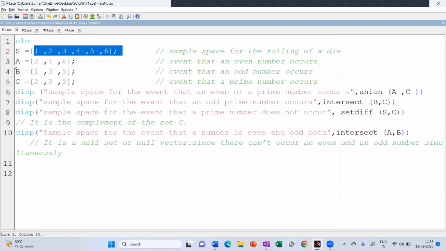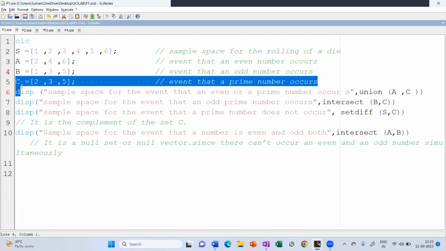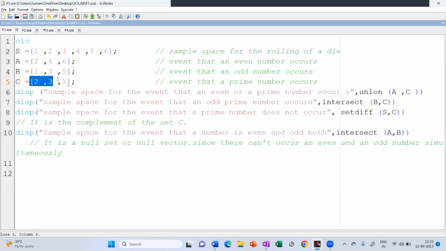Next, I have defined a variable A. A contains all the even numbers. Next variable B I have defined. B contains all the odd numbers. And next variable C I have defined, where C contains all the prime numbers. All right. Here are the comment lines which we have written after 2 slashes. That stands for a comment line, which is read only by us, not by the software. Okay. Next, we are displaying the output.